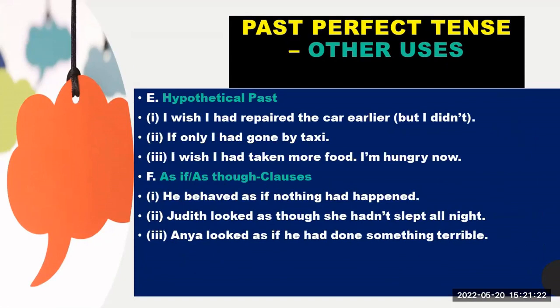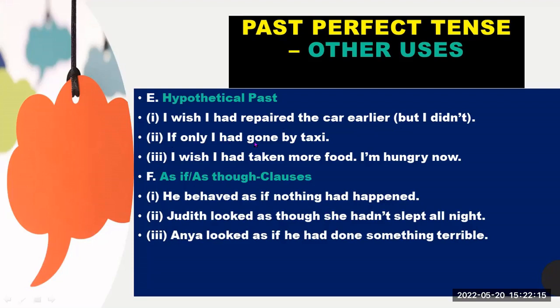Now, let's look at yet other uses of the past perfect tense, and the E part of these uses is in reporting a hypothetical past, or talking about a hypothetical past event. Hypothetical in the sense that it never happened in reality, is something within the realm of imagination. So, for example, I wish I had repaired the car earlier. Of course, I didn't, all right? It's just in the realm of wishes. I wish I had repaired the car earlier. It's just hypothetical. I am just imagining that it would have been better if I had done it, but then I didn't do it.